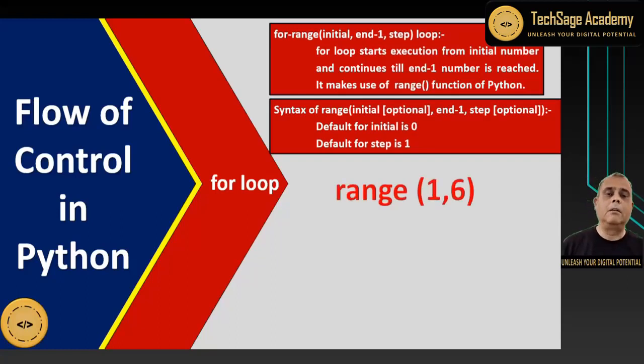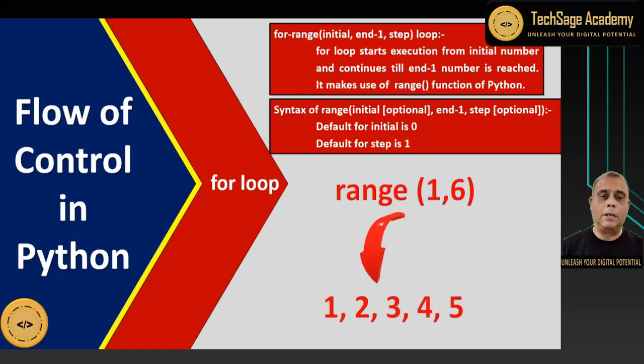Let's say we are giving range 1 to 6. That means this range function will generate a series of numbers from 1 to 5. The end value is 6, so it is going to generate a series of numbers from the initial value to end minus 1 number. So the end minus 1 number in this case is 5. So 1, 2, 3, 4, 5 is generated. We use this range function in for loop. Let's see how.